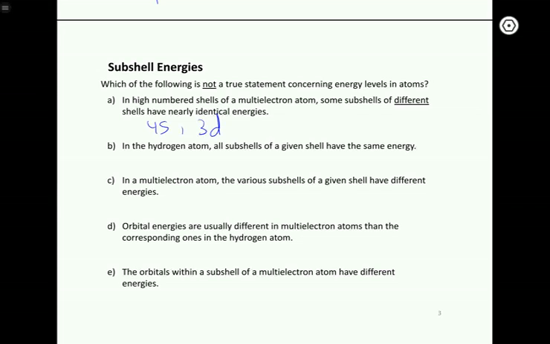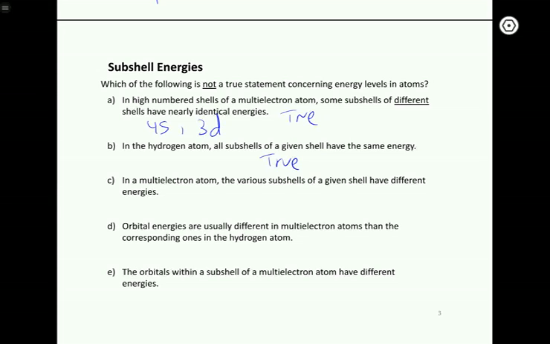In the hydrogen atom, all subshells of a given shell have the same energy, and this is true. Alright, so this is true. We're looking for the false statement. Choice B is true, because as we talked about in the last slide, if you're talking about one-electron species, the Bohr equation tells us that only the value of n, only the shell number, determines the energy.